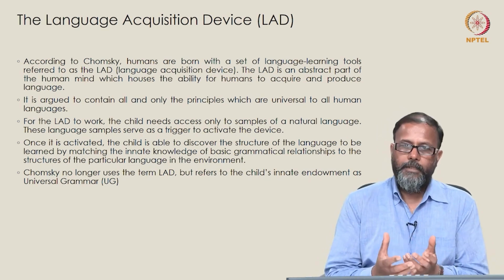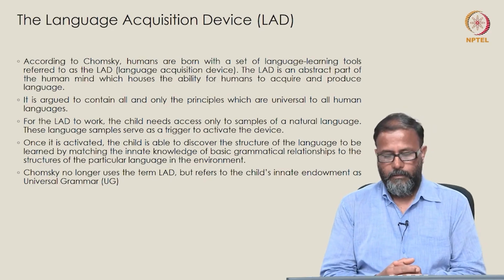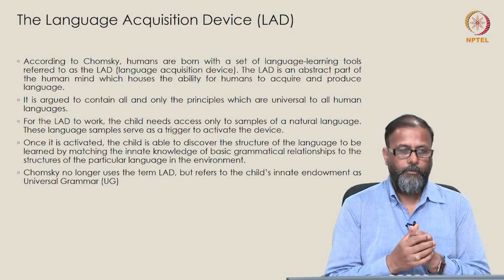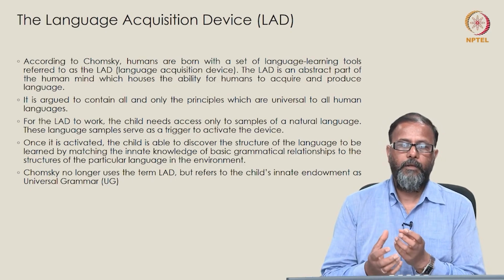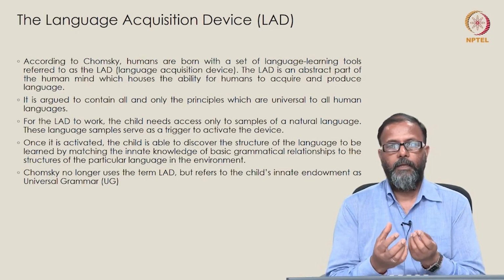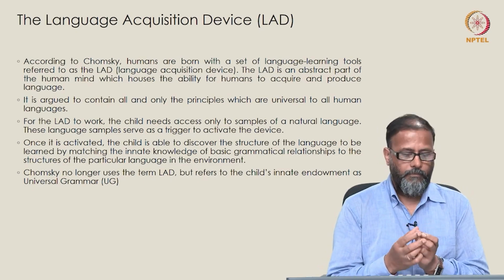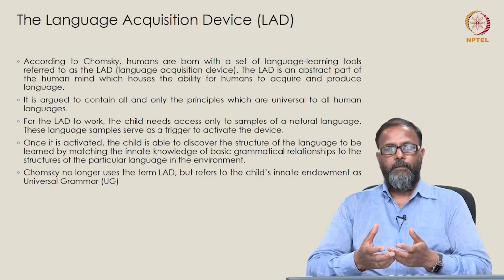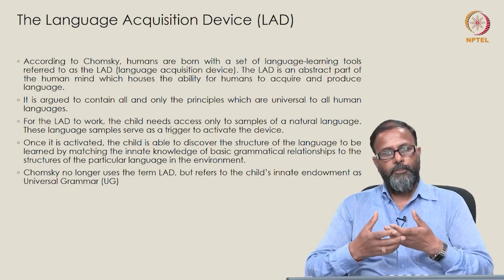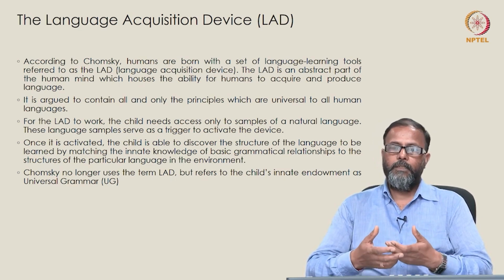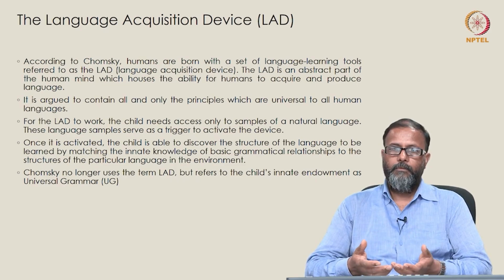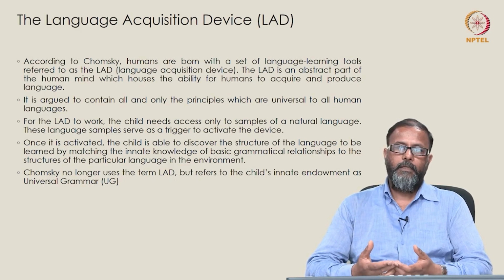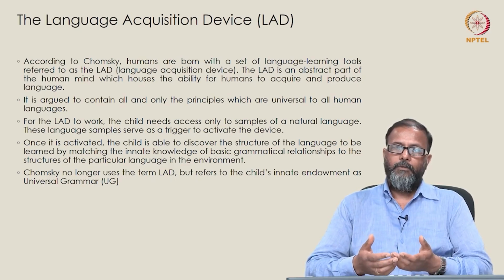Once this LAD is activated, it is able to discover the structure of the language to be learned by matching the innate knowledge of the basic principles and grammatical relationships to the structures of the particular language in the environment. So, this is what we said, that when this LAD is triggered, the child is able to discover the available rules. The child forms its own rules, matches them with the principles and acquires the language. So, learning becomes autonomous.